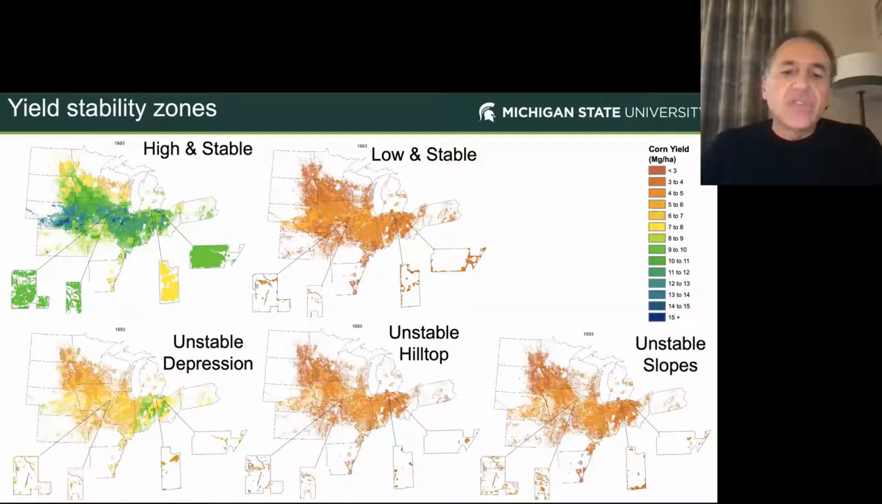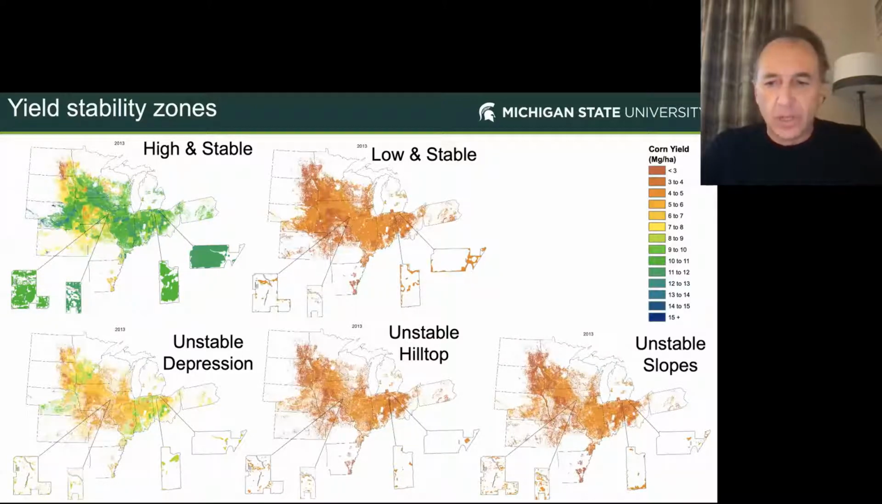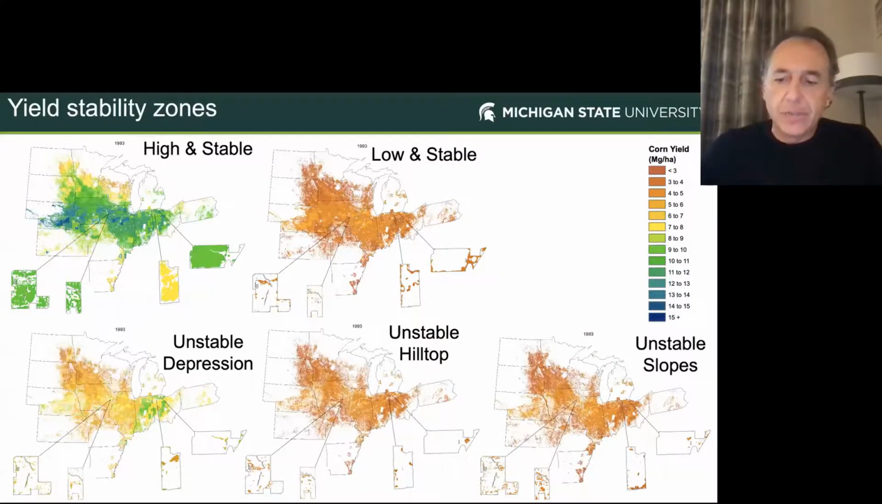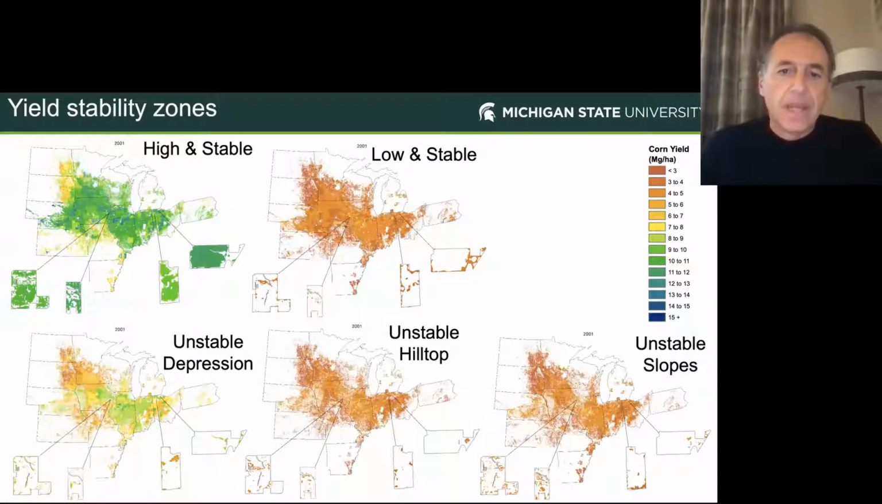And the instability is separated into unstable depression areas, which you see have lots of green and high yielding, but they're also unstable on hilltops. They most likely run out of water. And unstable slopes, same way, they basically have water running down.